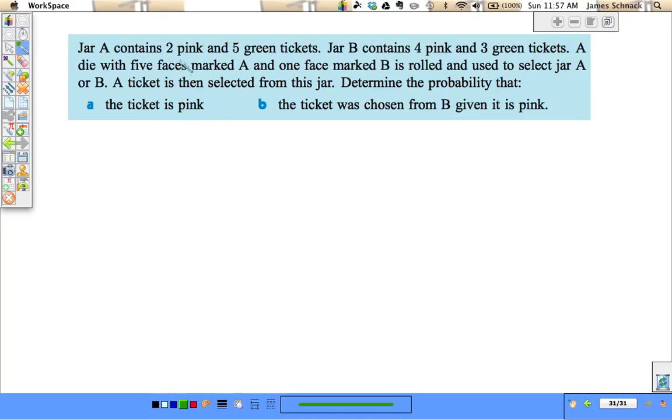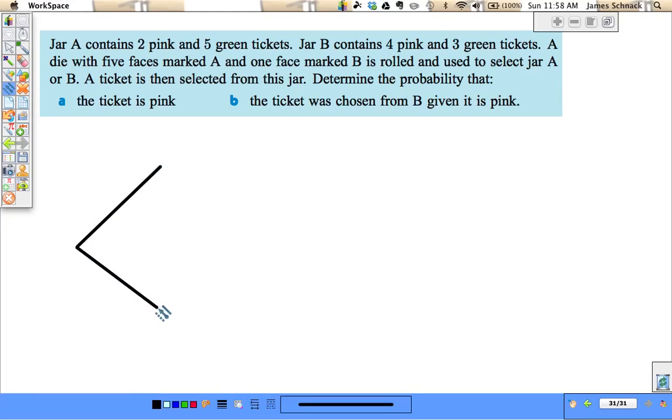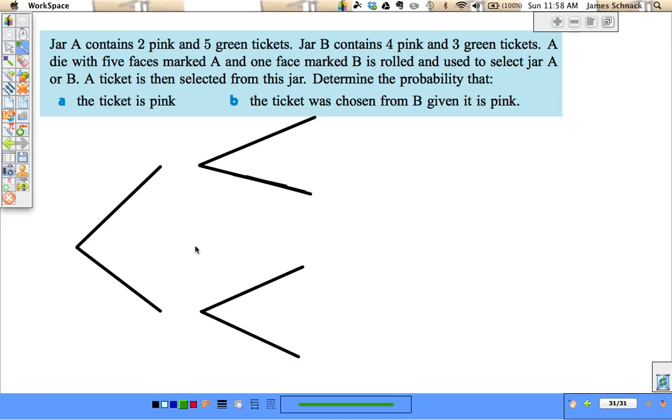We have a jar, pink and green tickets in jar A. We have a jar B, same story. We have a die with 5 faces marked A and 1 face marked B, and we're going to roll it to select our jar. Then we're going to pick a ticket from that jar, find the probability that the ticket is pink. Oh boy. I'm going to start with a tree diagram here. Tree diagrams are pretty useful, especially with conditional probability. Any of you that are interested in computing, artificial intelligence, machine choice, that sort of thing, these tree diagrams as conditional probability is very prevalent in that study.